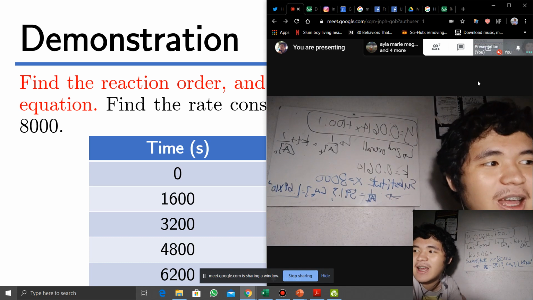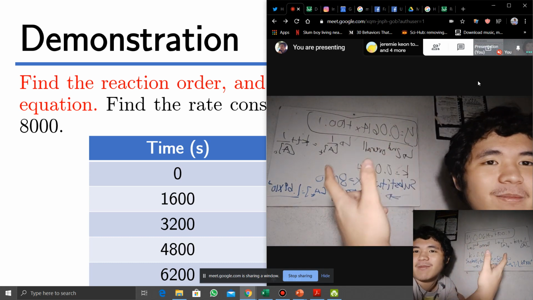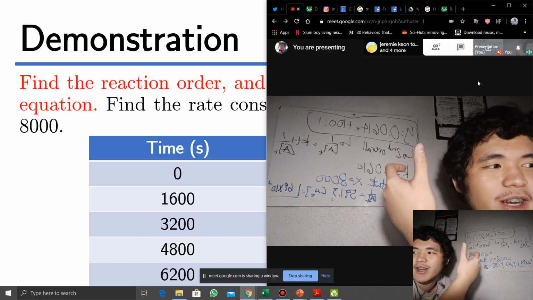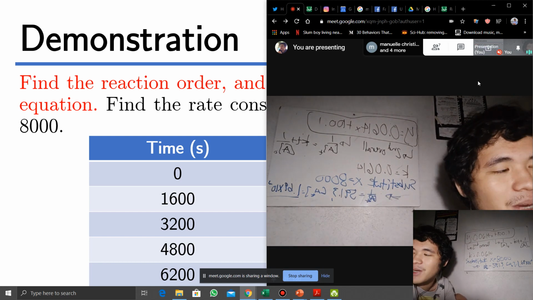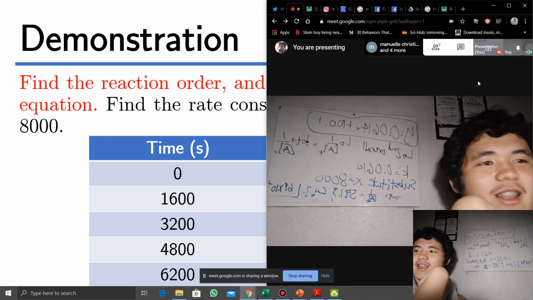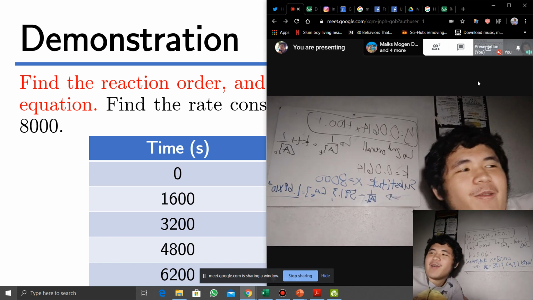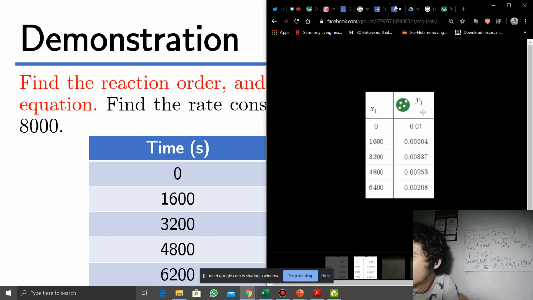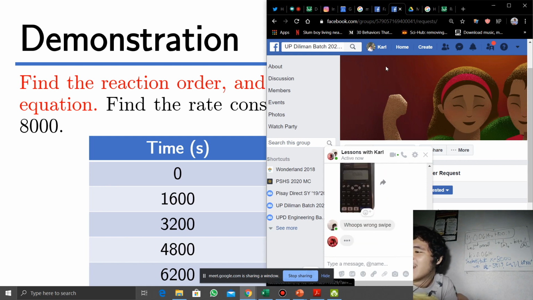Second order siya, kasi ang nakuha natin dyan, 1 over something versus time. And yun yung nakita natin yung pinakamalaking R squared. So, ito yung integrated rate law equation natin. So, sige, based on the concept kanina, ano yung rate constant kaya? Giveaway siya. Yung slope. Yes, exactly. Ayun.